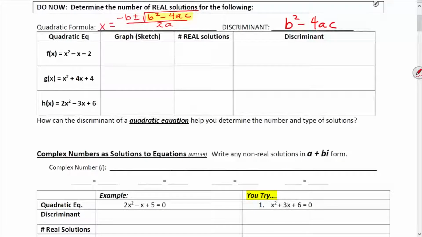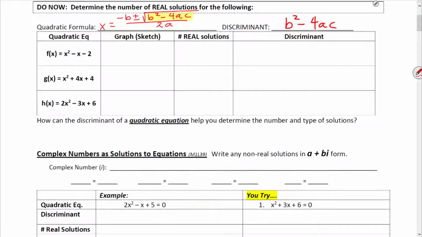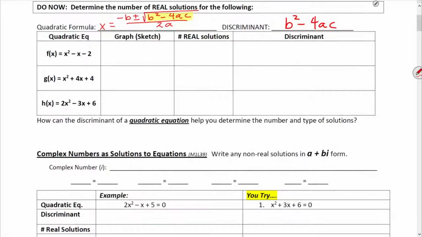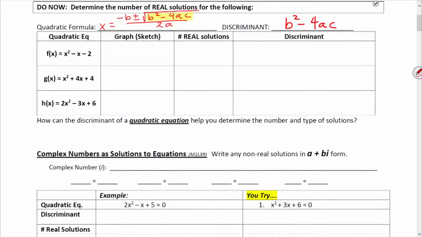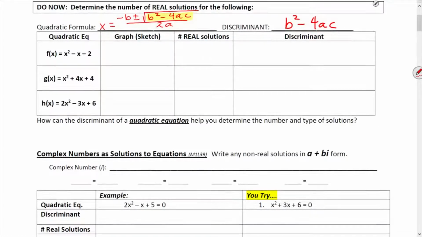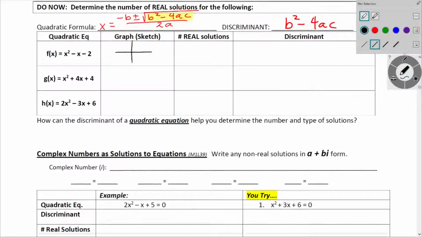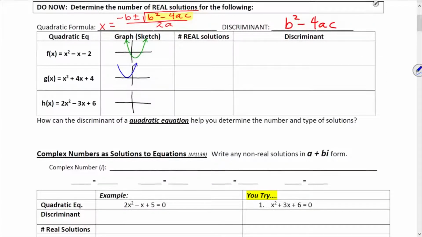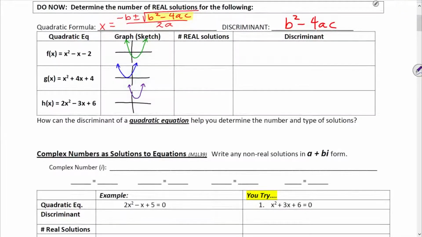And it's called the discriminant because it discriminates, or it tells you how many real solutions there are in the quadratic equation. So over here on the left, I have three quadratic equations. And I can put these into Desmos or a graphing calculator and graph them. And I'll put a sketch up here of what those graphs look like. Okay, so we can find the number of real solutions by the number of times it intersects the x-axis.